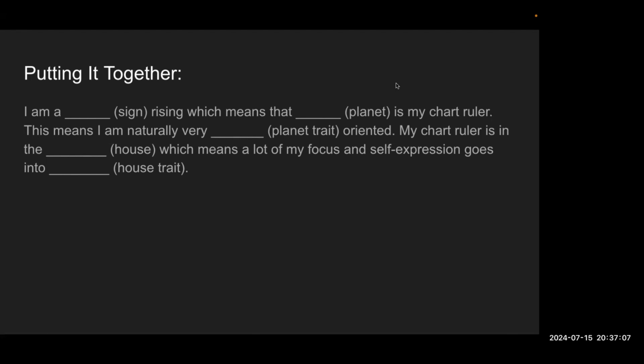Sure, I'll go. It's funny actually, but I'm a Taurus rising, which means that Venus is my chart ruler. This means I am naturally very stability oriented. My chart ruler is in the sixth house, which means a lot of my focus and self expression goes into work, health, and daily routines. Okay. And how did that land with you?